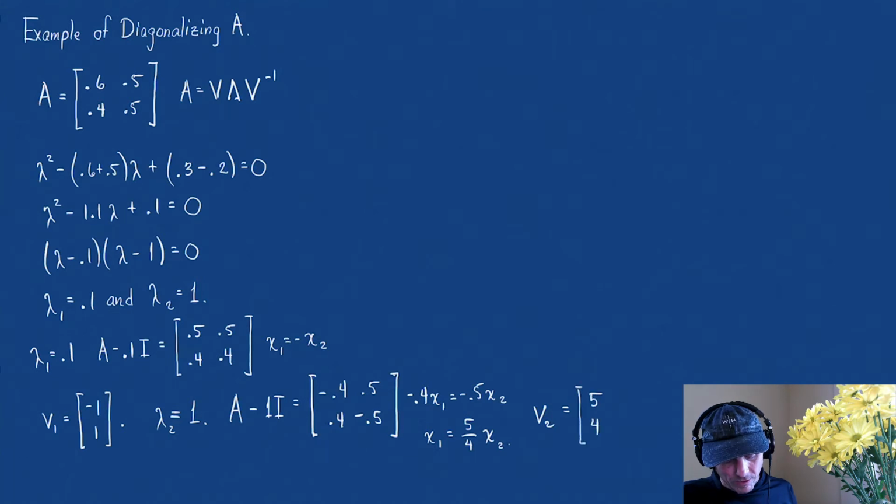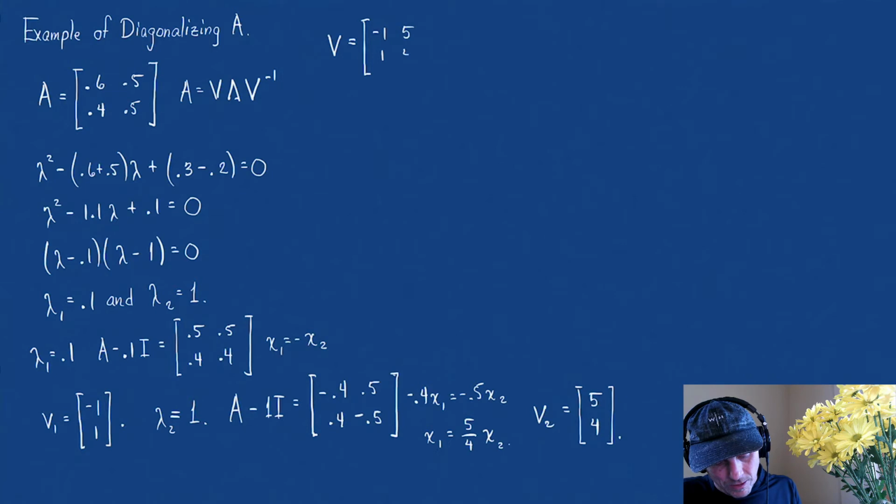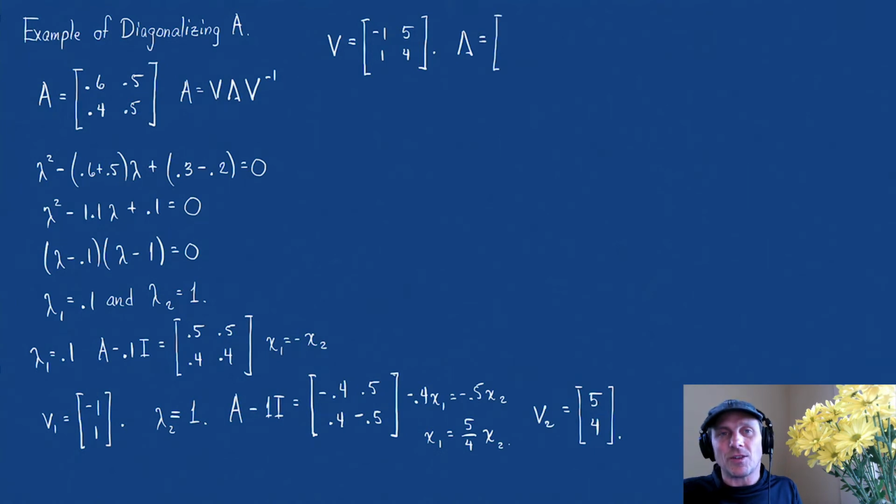And now I can write V. I'm going to put these in order. The first eigenvector is minus 1, 1. The second eigenvector is 5, 4. And now, when you enter these into Lambda, they have to be in association. So for the first eigenvector of negative 1, 1, we have to put in the associated eigenvalue, which was 0.1, 0, 0. And for the second eigenvector on the diagonal, that arose from 1.